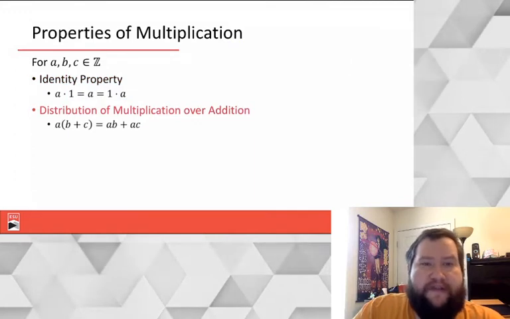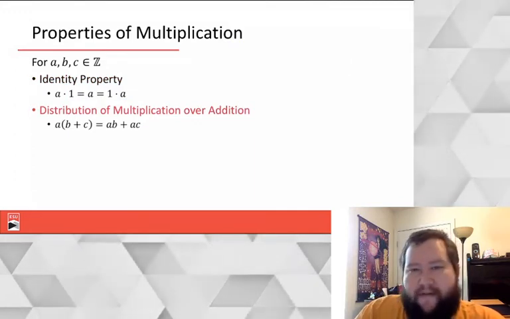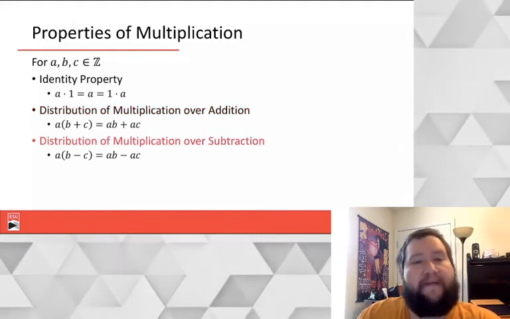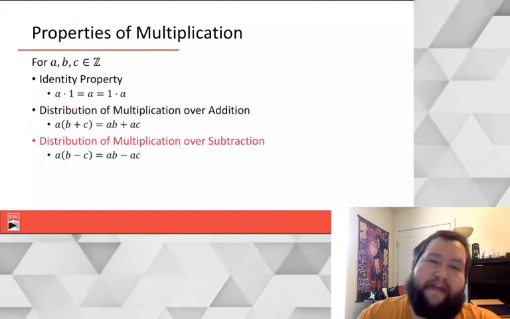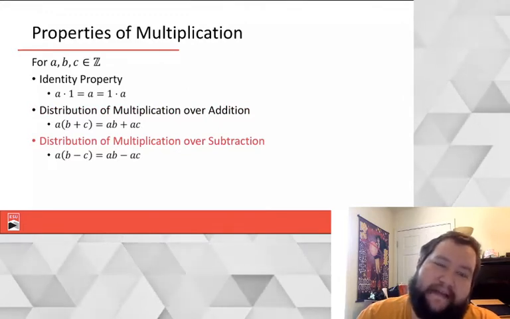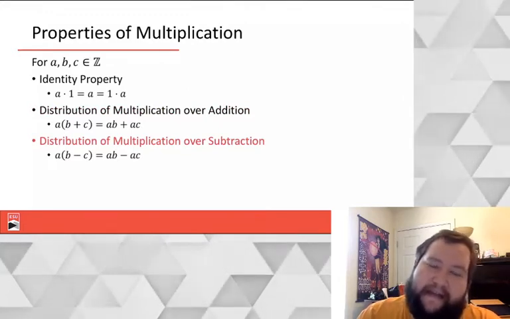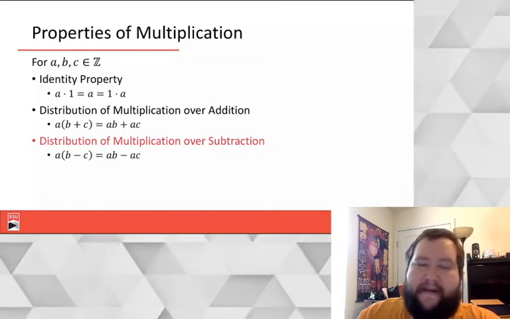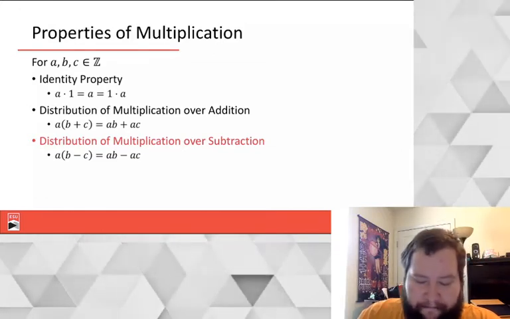Now for distribution of multiplication over addition, we had that for our natural numbers, so that's not too surprising. But we also have distribution of multiplication over subtraction. We didn't guarantee this unless we had already guaranteed that C was less than B for our whole numbers. And so now it doesn't matter because it can go negative.